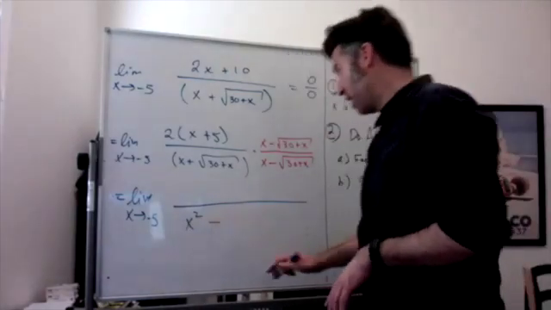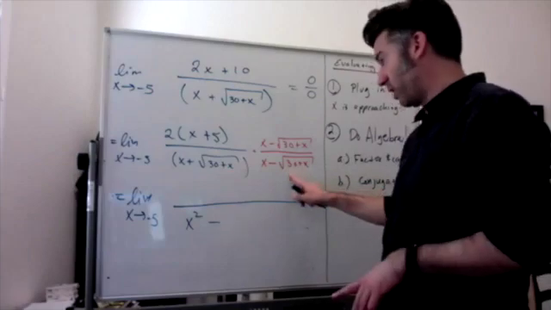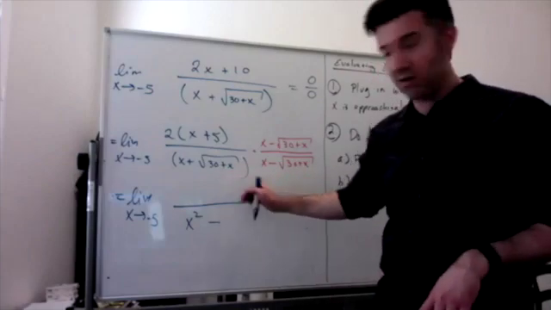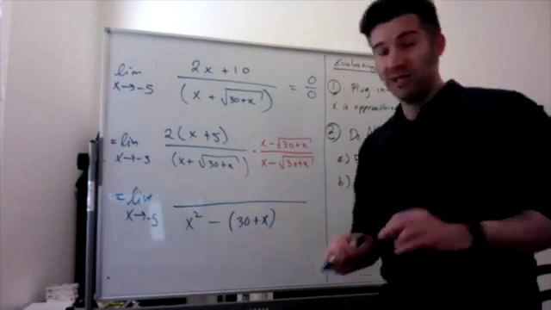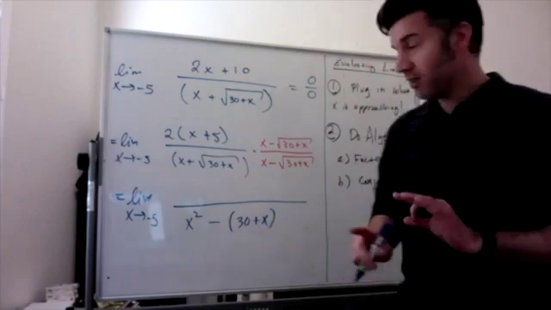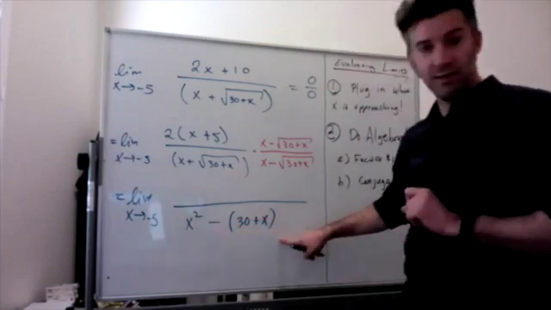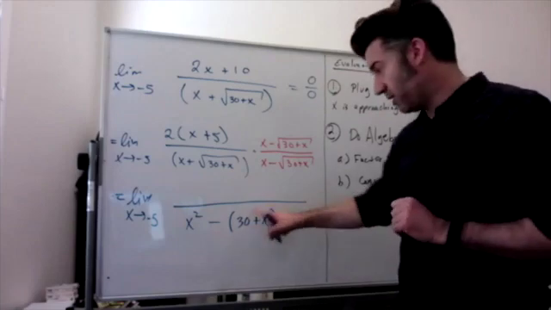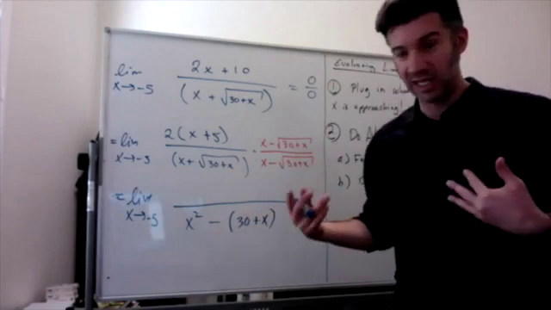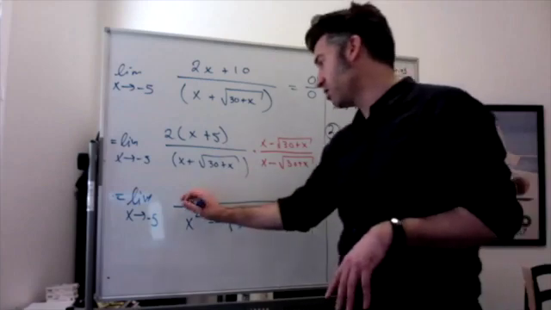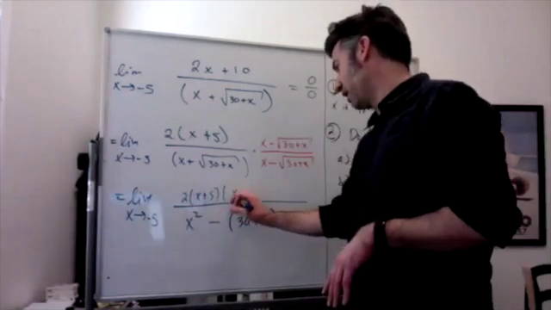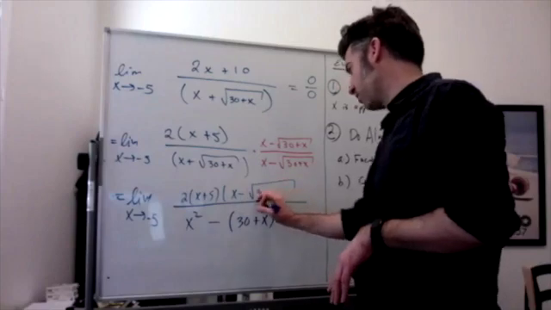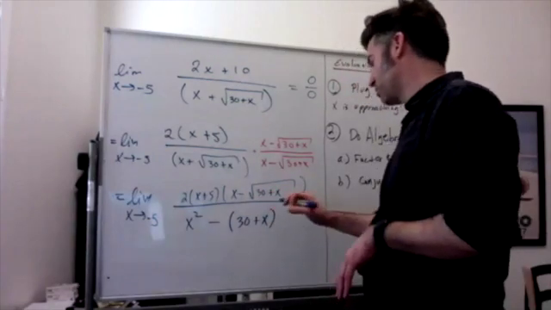And then it's going to be minus the second thing squared. So the square root of 30 plus x, squared, is just 30 plus x. But it is really, really important that it's minus all of it. If you forget these parentheses here, things aren't going to work out the way we need them to. In the numerator, we have 2 times x plus 5 times x minus the square root of 30 plus x.